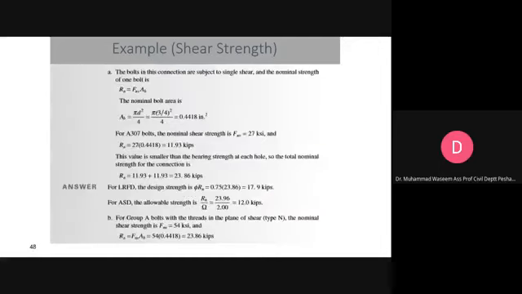Okay, now you have to calculate the shear strength of the bolt. Now in shear strength there are two possibilities. For example, it is subjected to single shear. Now we have this shear strength formulation. This is shear strength.